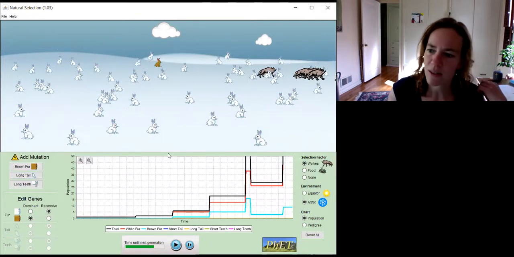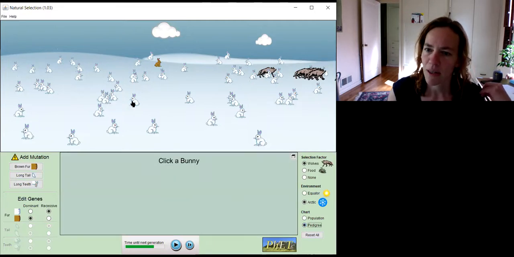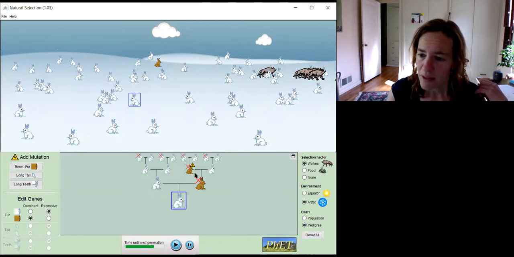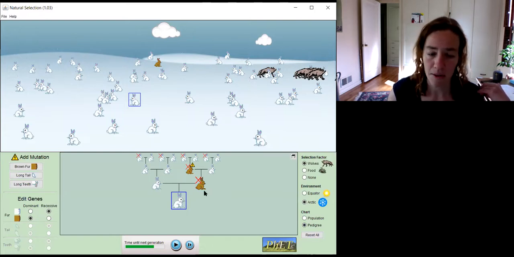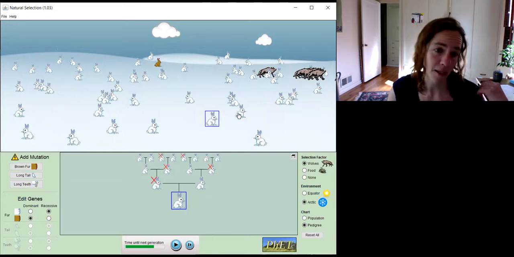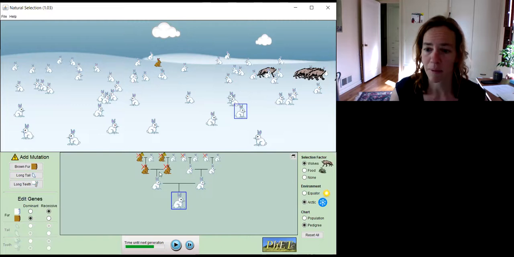So one of the questions is looking at the pedigrees over here. If you look at the pedigrees, you can click on a bunny and see its family tree. This is cool. It means one of this bunny's parents was a brown bunny, and one of their grandparents was a brown bunny, and both of those got eaten. Let's click on a different bunny. This bunny came from a family that all had white bunnies. This bunny came from a family where there were several brown bunnies in the family.